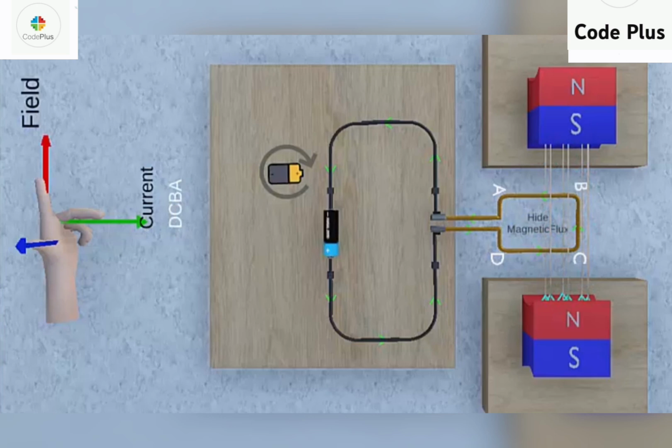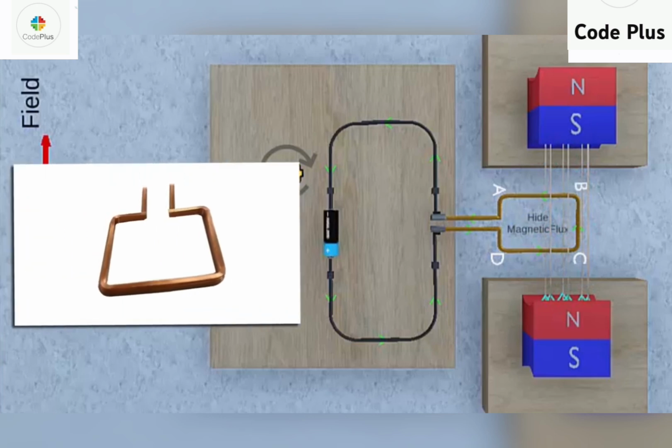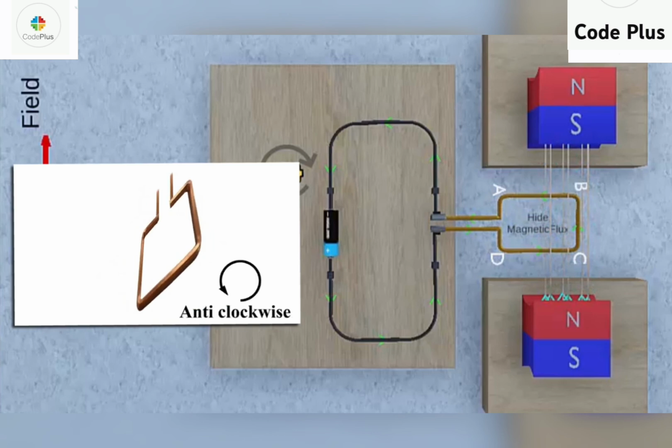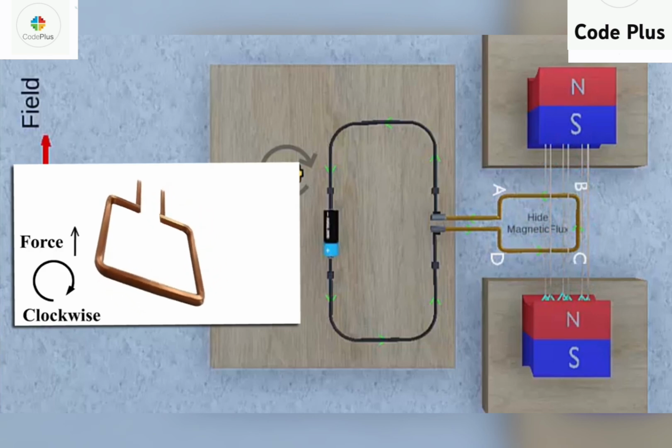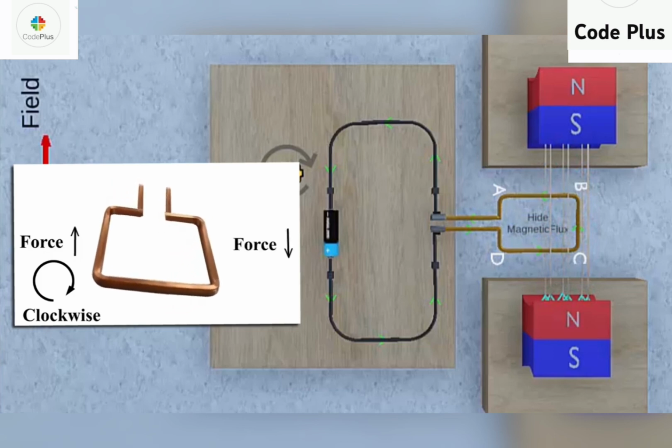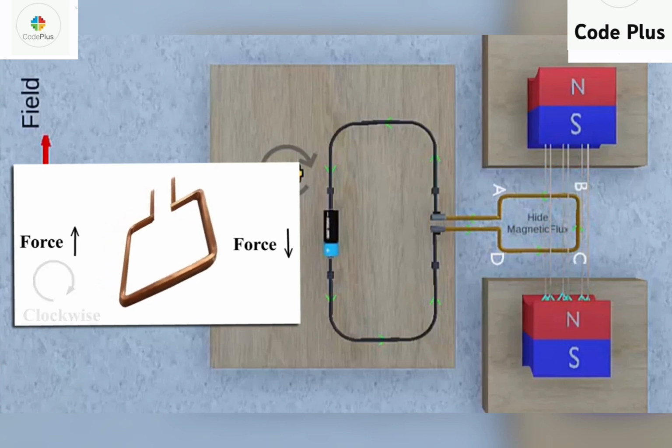Okay, now let's take the example of a coil. If we want our coil to always rotate in the anti-clockwise direction, then the force on the right side should be in the upward direction, and on the left side the force should be in the downward direction, right? But if we rotate the coil by half a rotation, on the left side the force is in the upward direction and on the right side the force is in the downward direction. That means the coil will start rotating in the clockwise direction.